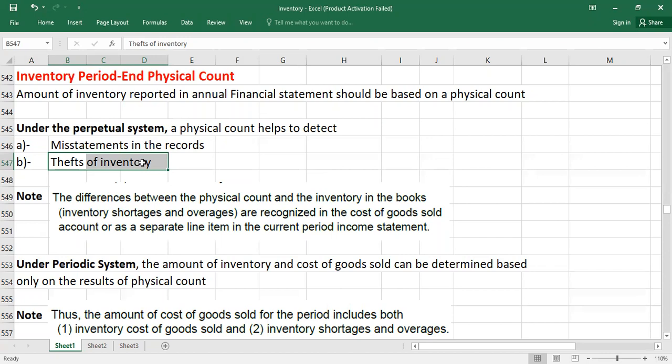So if there is a difference between the recorded amounts showing in the system and the physical count, the difference should be recorded under cost of goods sold as a separate line item in the current period income statement.